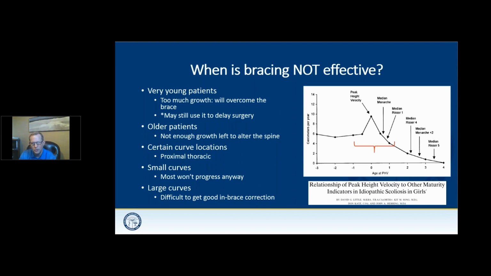We don't use them for certain curve types. For example, very high curves that we call proximal thoracic curves are up closer to the neck, and we really can't brace those areas effectively. And then we don't use them for really large curves. They're uncomfortable. It's difficult to get good in-brace correction in the first place, and they just don't seem to be as effective as they are in those more moderate-sized curves.